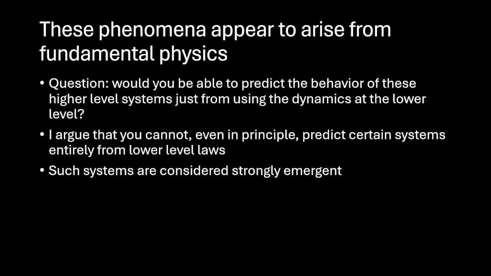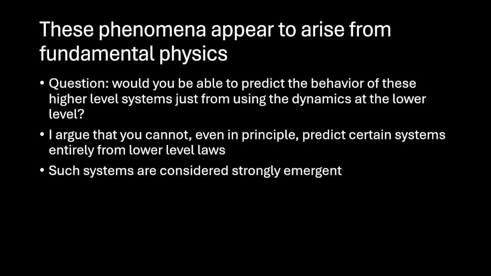Now, what I want to argue, and this is the point that I'm trying to make, is that this is actually false. That physical reductionism is false for certain systems. I'm arguing that even in principle, you cannot predict certain systems entirely from lower level laws. If you try to use the lower level laws, it's not a matter of computational inefficiency. You will literally get the wrong answers. The fundamental physics is not accounting for certain phenomena which exist at higher levels and are genuine phenomena.